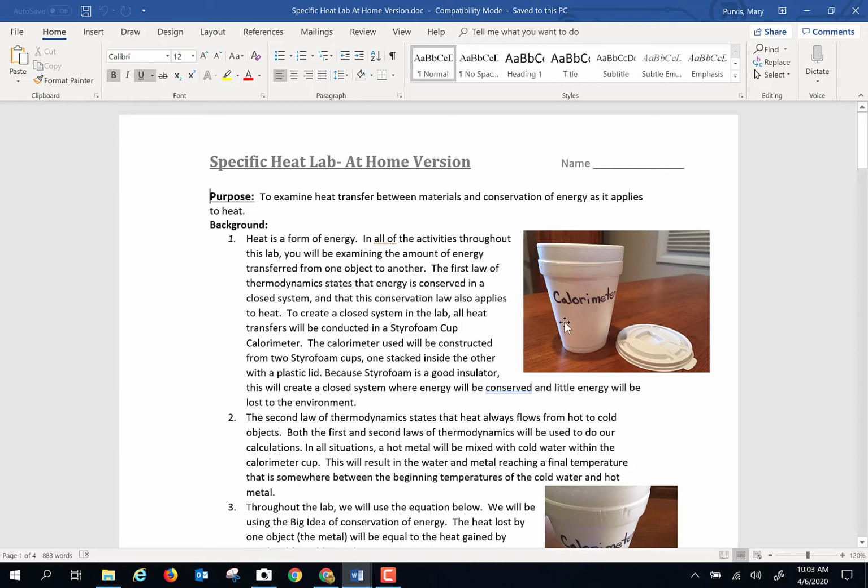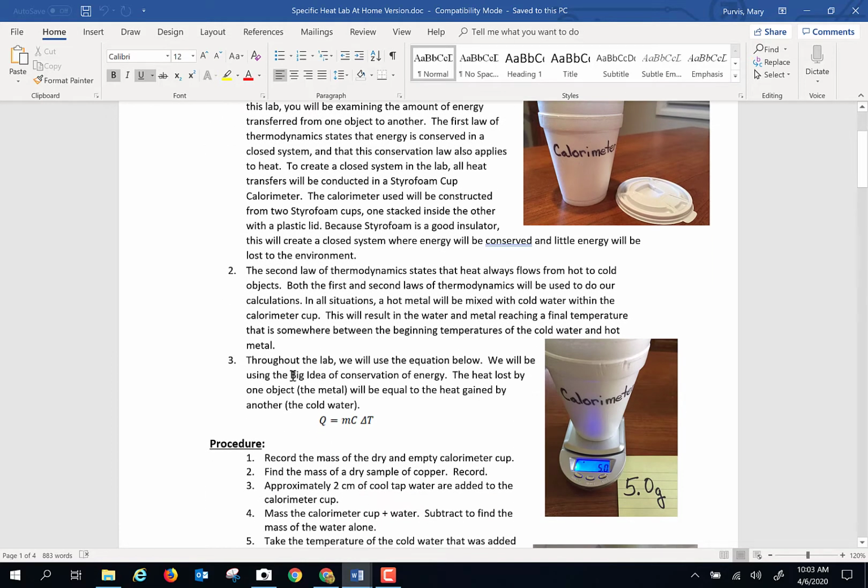So all of our reactions are going to occur in this calorimeter cup, and it has a little lid that will go on top. And the idea is styrofoam is a really great insulator. Very little heat will be lost. The big idea through all of this is conservation of energy. The heat lost by one object is going to be equal to the heat gained by another.